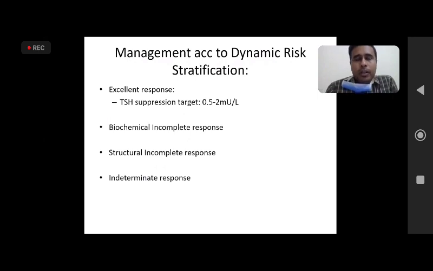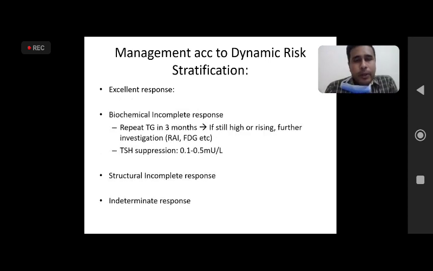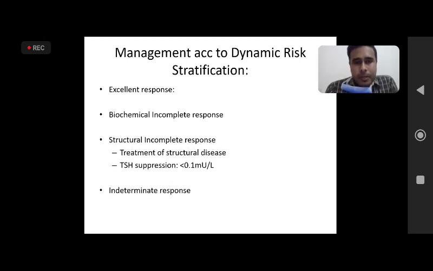So what is the management? How do we manage according to the dynamic stratification? When the patient is under the excellent response criteria, the TSH suppression will change to 0.5 to 2. When the patient is under biochemical incomplete response, we repeat TG after 3 months. If it is still high or rising, further investigations like RAI imaging or FDG PET CT are recommended. The TSH suppression should be 0.1 to 0.5. For structurally incomplete response patients, we have to treat the structural disease with a TSH suppression of less than 0.1.